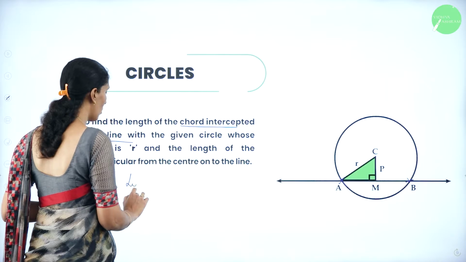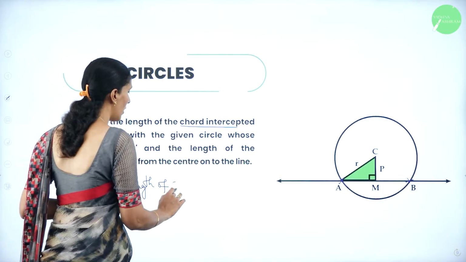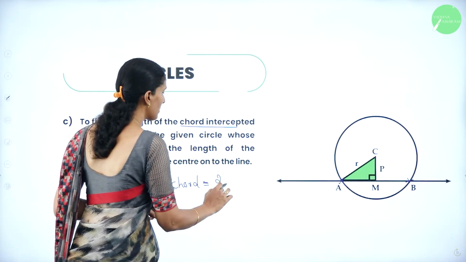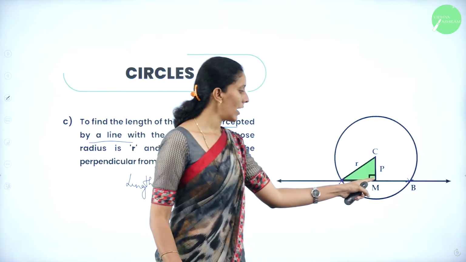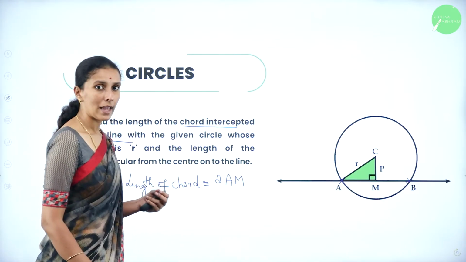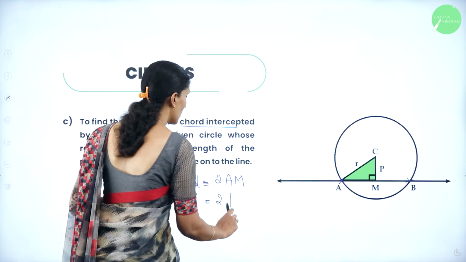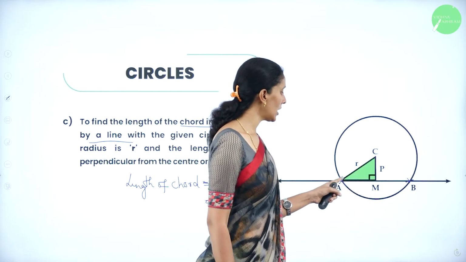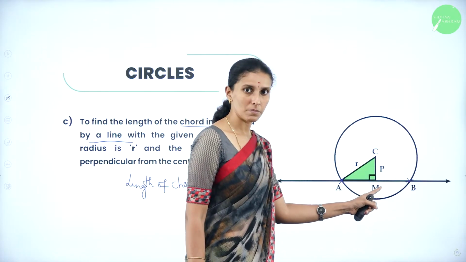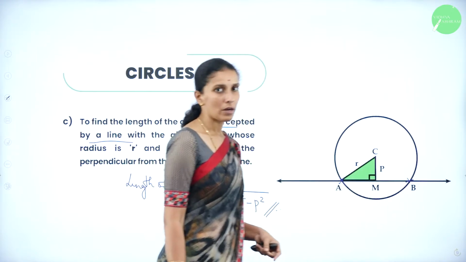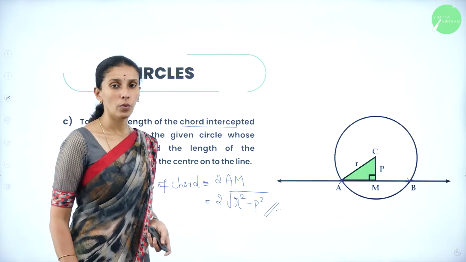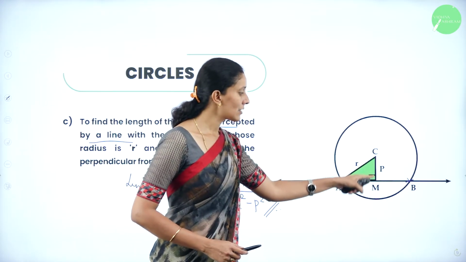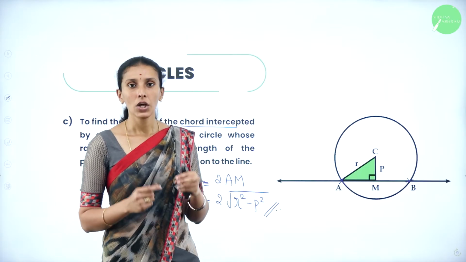So the length of the chord here also is 2 times AM we can say. So AM can be given as square root of r square minus p square. If you apply Pythagoras theorem here, it is r square is equal to p square plus AM square. If you want AM, it is r square minus p square and AM is square root of r square minus p square. Here p is nothing but the perpendicular distance from the center of the circle to the line.